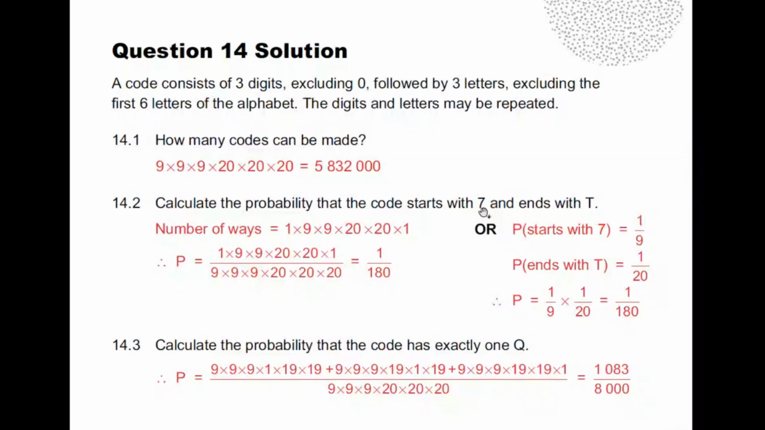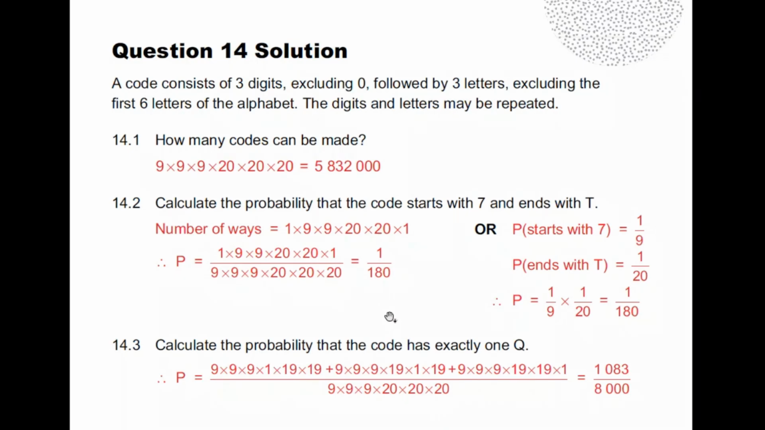Another option starts with a 7. Probability, there's 1 7 out of 9 letters. Why only 9 letters? Because there's no 0. Ends with a T, 1 letter out of 20 letters. Why 20? Because I can't have the first 6 letters. Multiply, same answer.